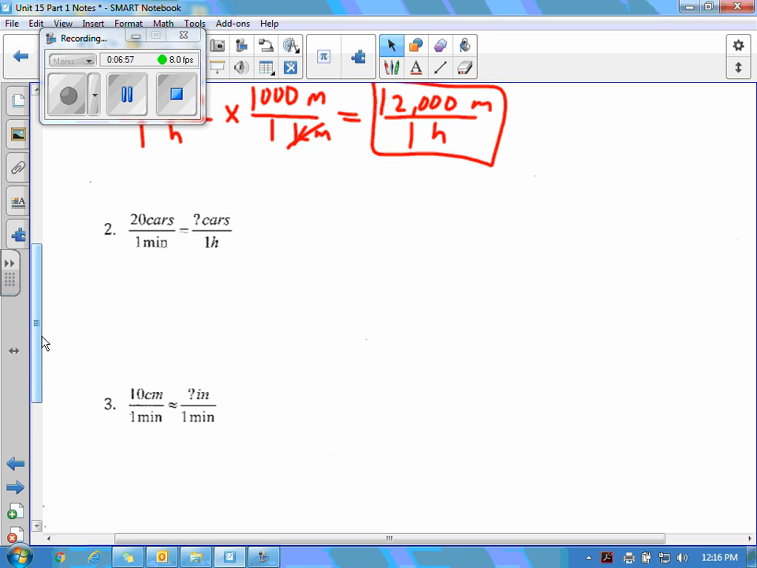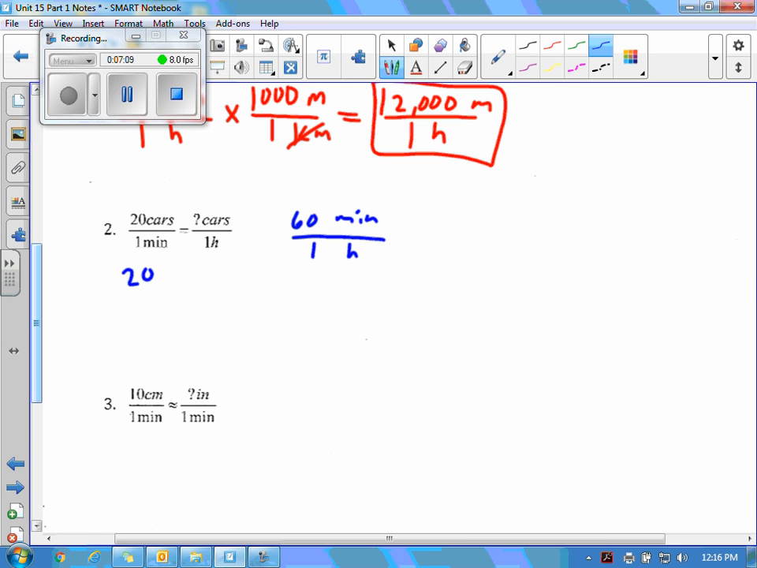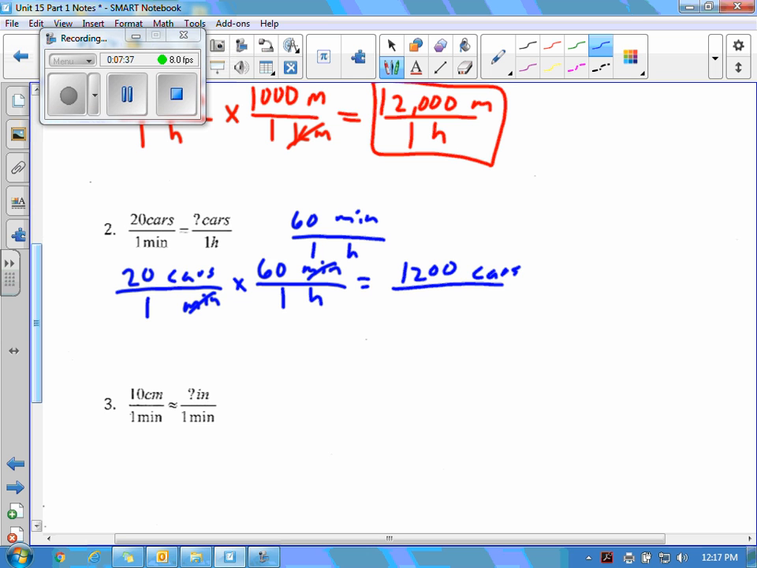Next, I have 20 cars to 1 minute equals how many cars to 1 hour. So I know that there are 60 minutes in an hour, so that's going to be my conversion factor for this one. So I'm going to start by rewriting the original, 20 cars over 1 minute. I know there's 60 minutes in an hour. Minutes are on the bottom of the first one, so they need to be on the top of the next one. 60 minutes, 1 hour. Because now these minutes can cancel out. So now when I multiply, I get 20 times 60, which is going to be 1,200 cars in 1 hour.